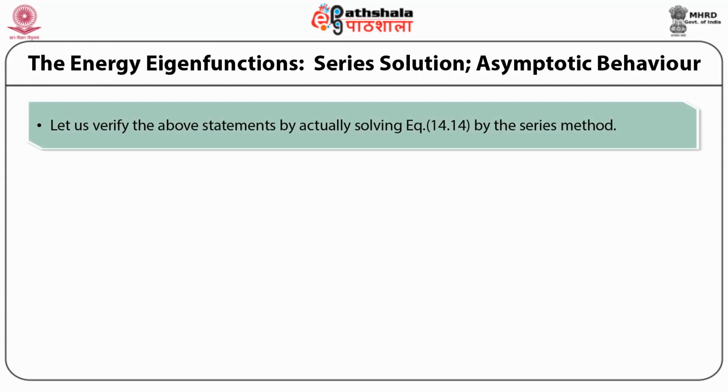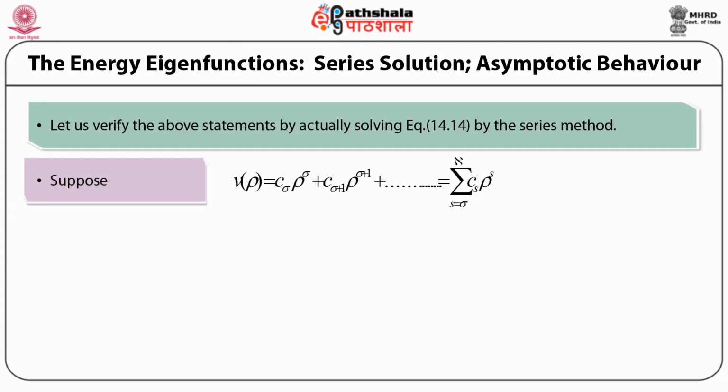Let us verify the above statements by actually solving equation 14 by the series method. We suppose that nu of rho is equal to C sigma into rho raised to power sigma plus C sigma plus 1 into rho raised to power sigma plus 1 plus so on, which is equal to summation over S going from sigma to infinity Cs into rho raised to power S.